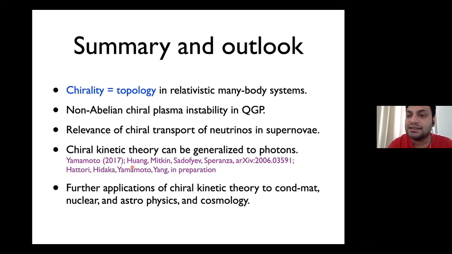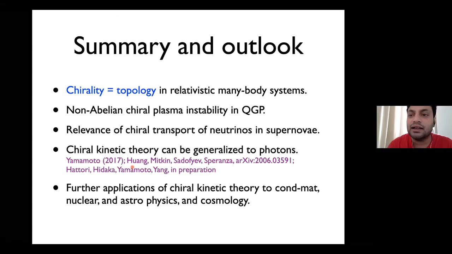The first question is, are you taking neutrino mass to zero in the chiral kinetic theory? For the question one, we ignore the effect of neutrino mass. In the context of a supernova, the neutrino mass is eight orders of magnitude smaller than the typical energy scale, so I think this should be negligible.